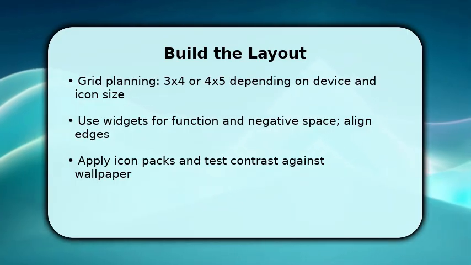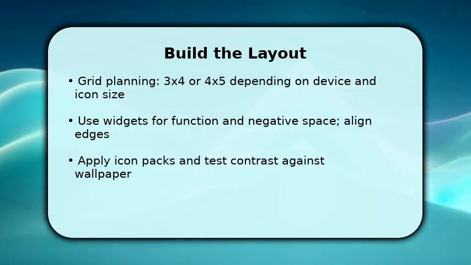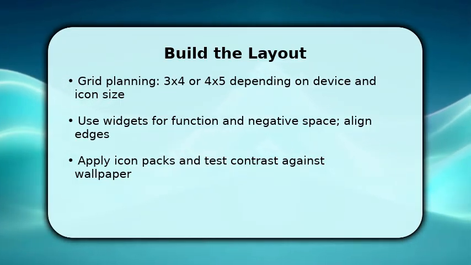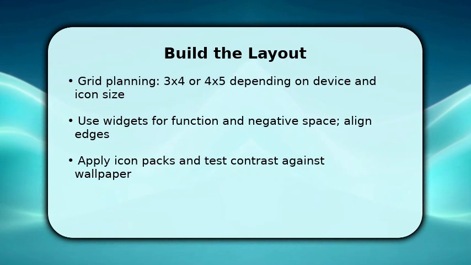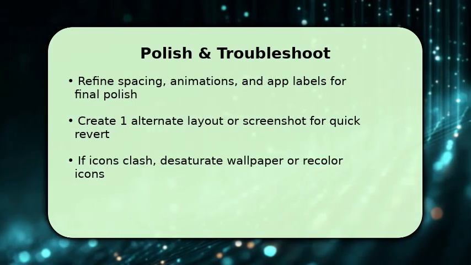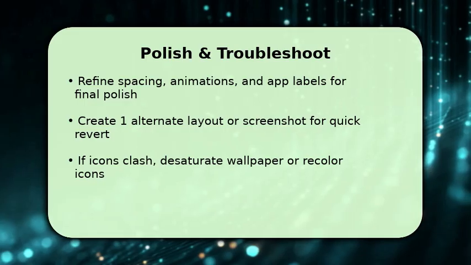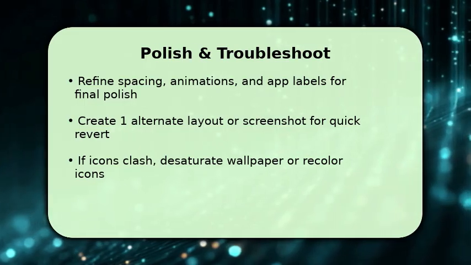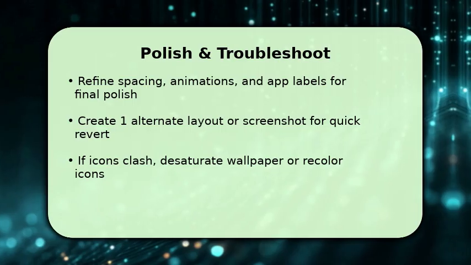Test icon packs against the wallpaper to confirm contrast and legibility. If something reads poorly, adjust size or swap tones until it feels cohesive. You finish by refining spacing, motion, and microcopy. Remove redundant labels, reduce animation intensity, and ensure tap targets remain accessible.